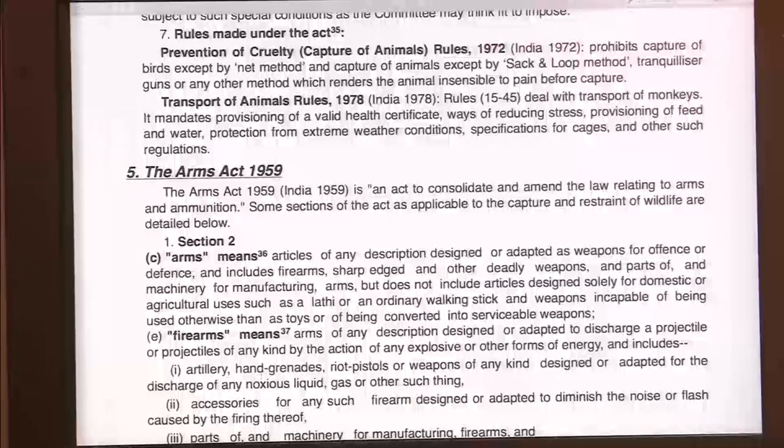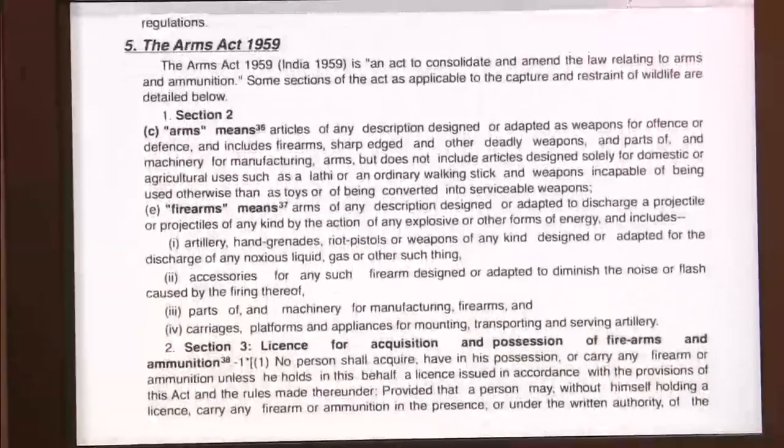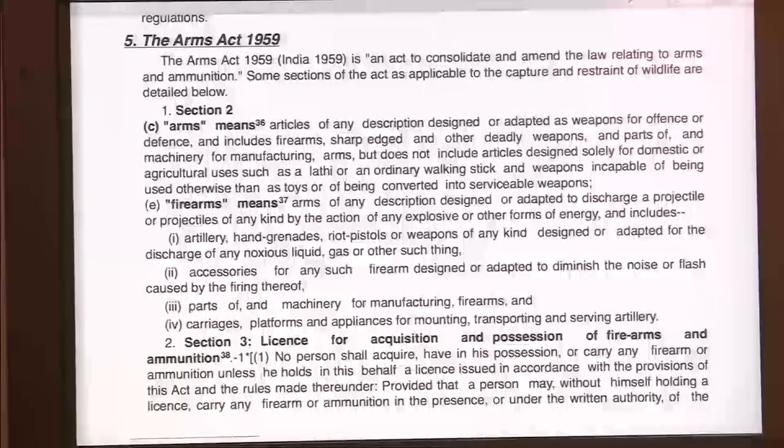So, this is about the Prevention of Cruelty to Animals Act. Next, we have the Arms Act of 1959.